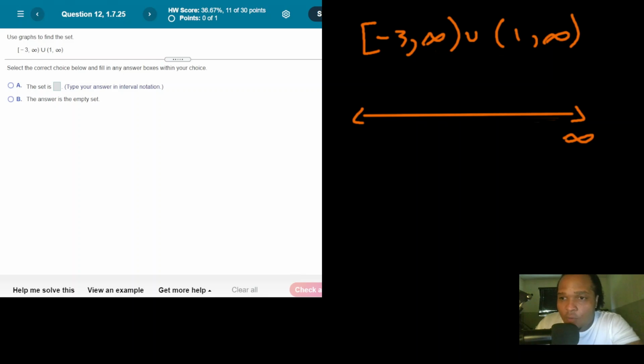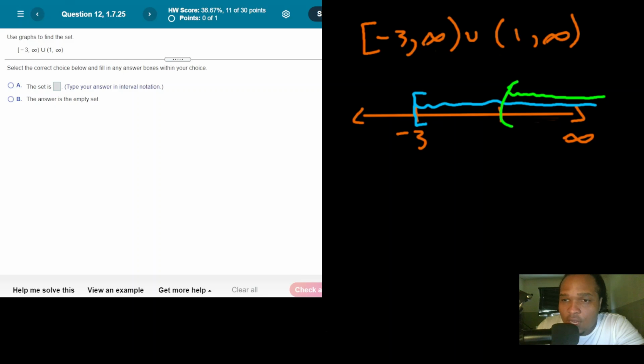We have infinity over here. We have negative 3 over here. We have 1 right here. All right, let's go ahead and start graphing. So this is negative 3 to infinity with a bracket. This is 1 to infinity with a parentheses.